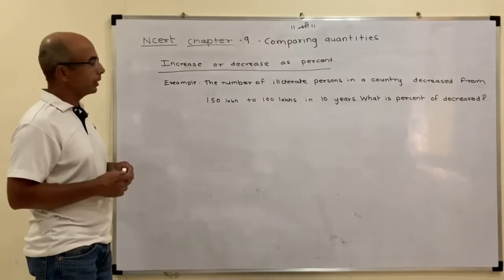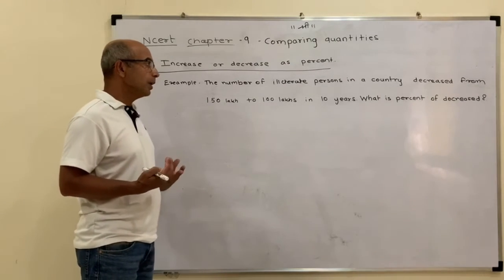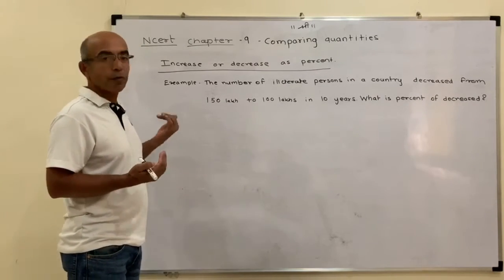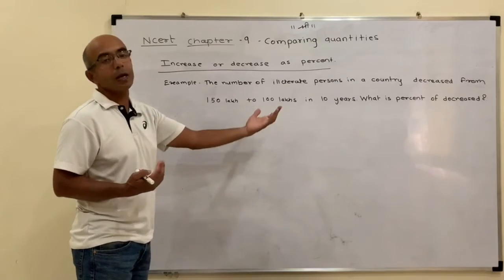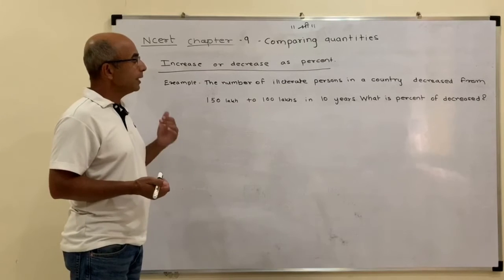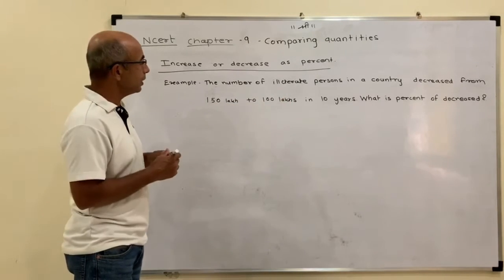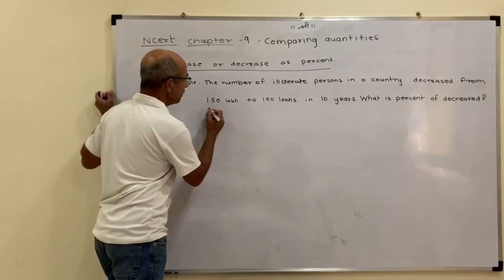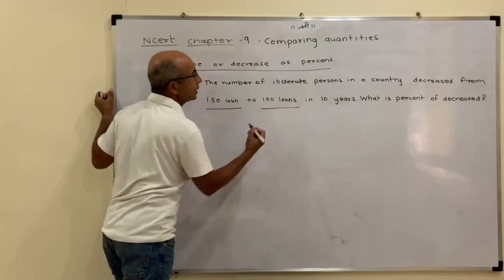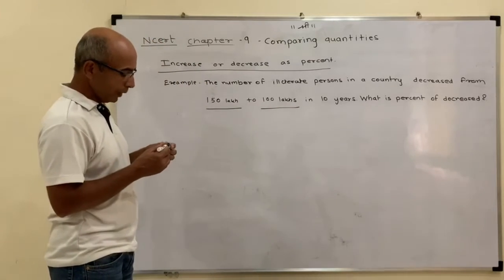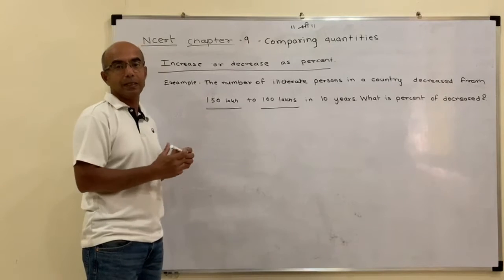See, in this example, what it says, the number of literate people in a country decreased from 150 lakhs to 100 lakhs in 10 years. The 10 years is an irrelevant figure for us. For us, the important thing is the decrease from 150 lakhs to 100 lakhs. And we need to find what percent of decrease it is.